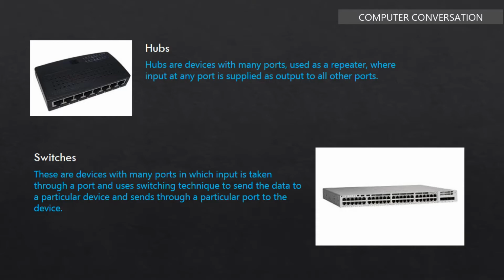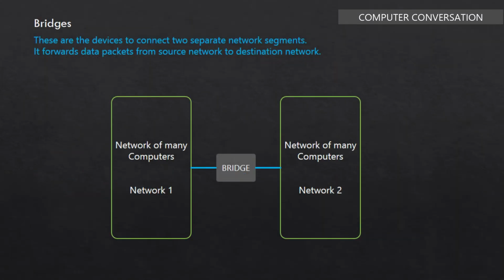Next is switches. These are devices with many ports in which input is taken through a port and a switching technique is used to send the data to a particular device through a particular port. Lastly, bridges. These are devices to connect two separate network segments. It forwards data packets from the source network to the destination network. Below is the diagram of two network segments connected by a bridge.